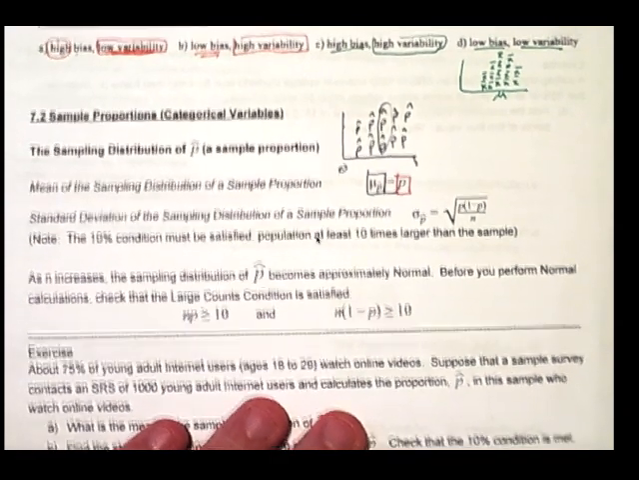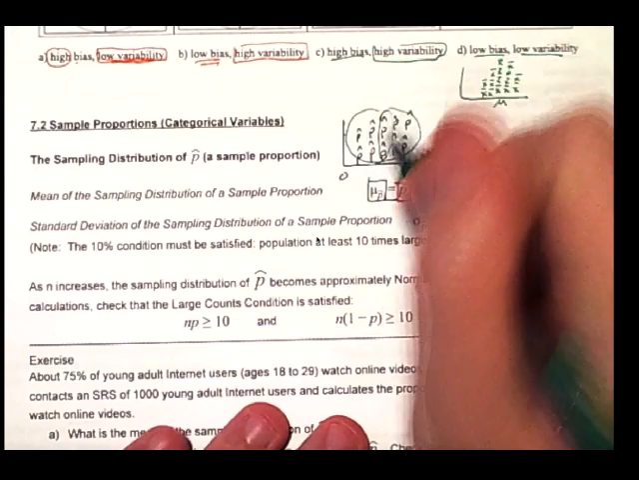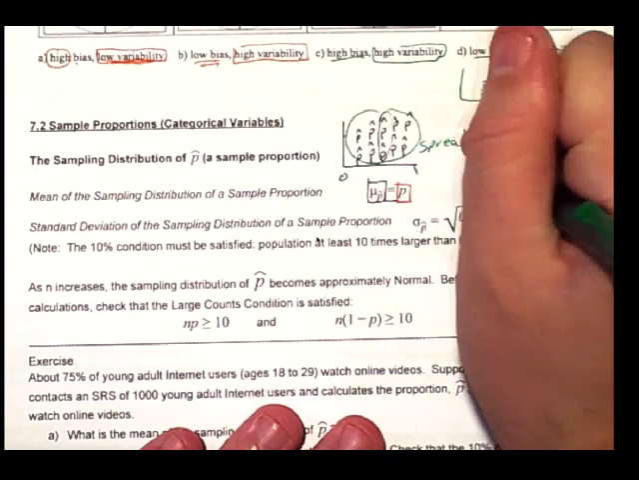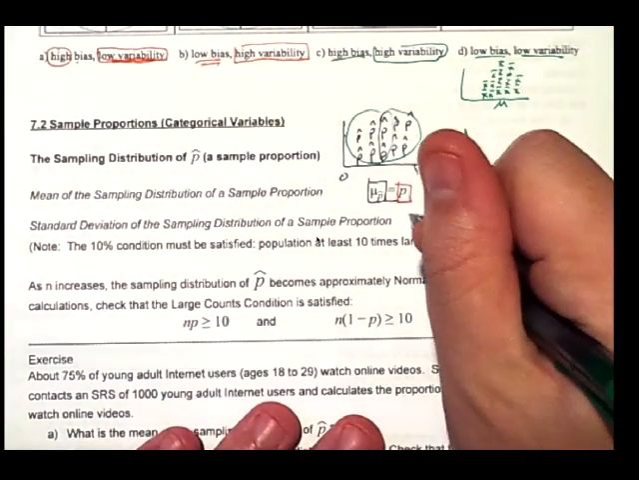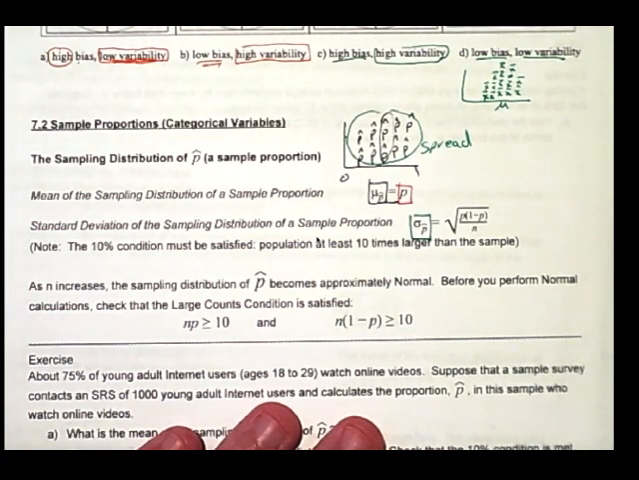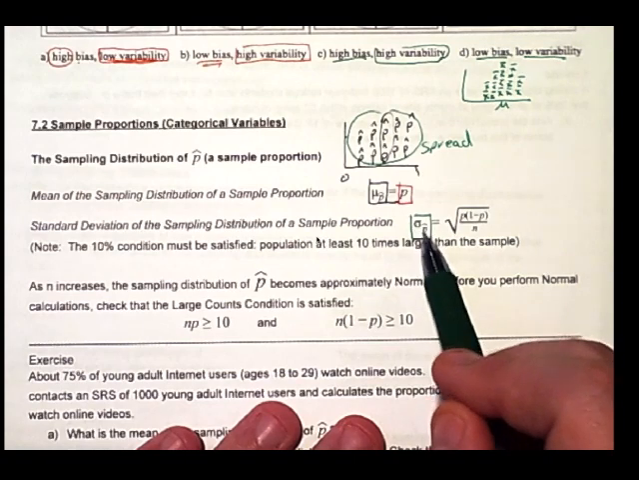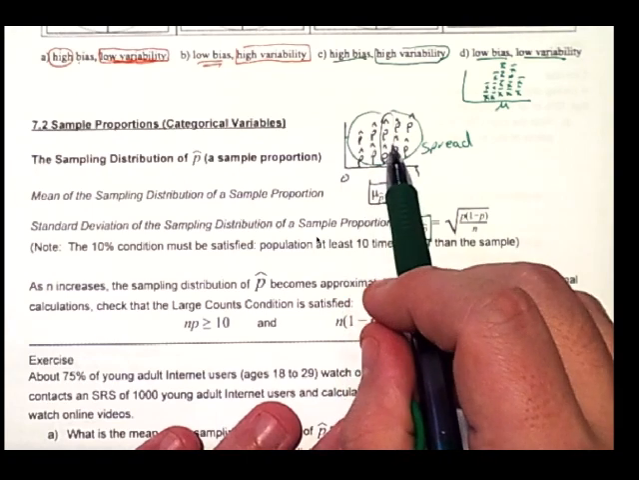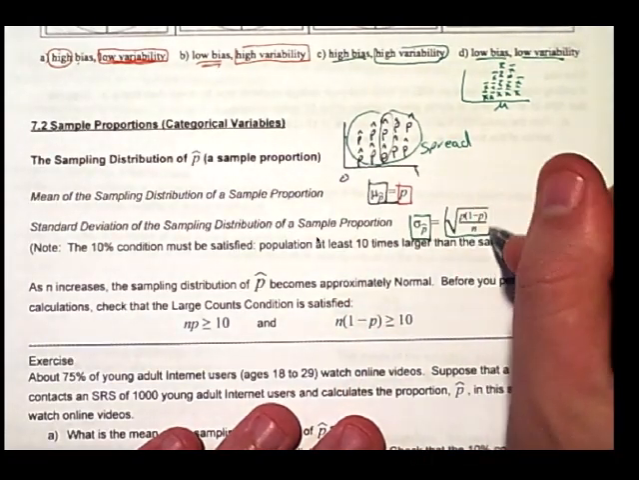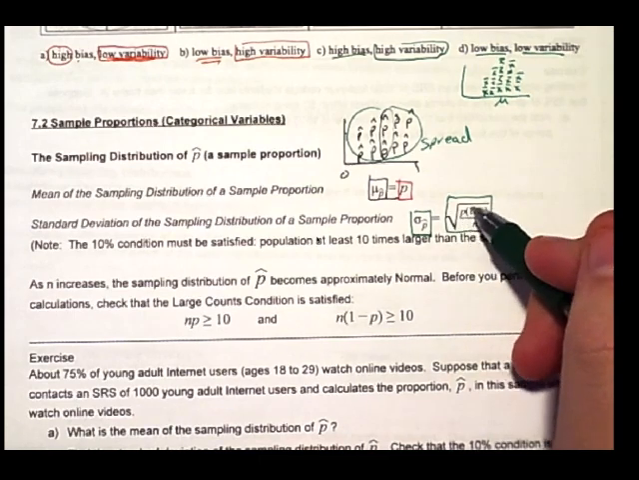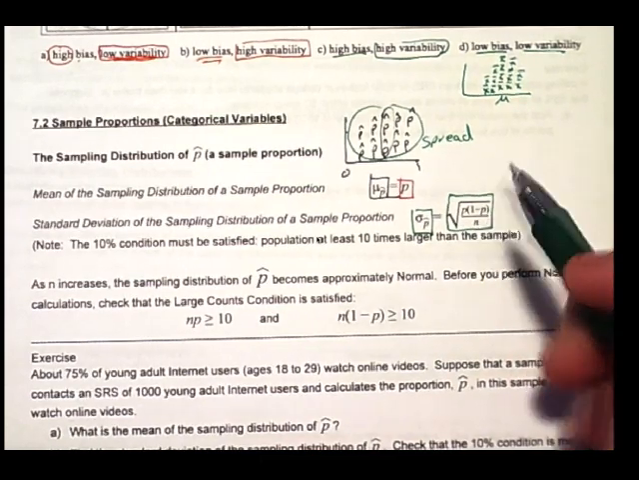And in particular, since p hats are all over, this distribution has a certain spread or a certain standard deviation. So the standard deviation of the sampling distribution of a sample proportion, sigma of p hat, or how the p hats are spread out, we can find by this equation. We would take the square root of rho times 1 minus rho all over n.